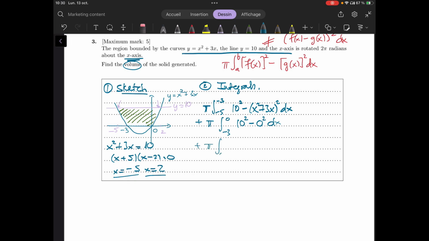The third part is the integral from 0 to 2. The upper curve, that's going to be 10. And the lower curve is the parabola. Because of the symmetry of the question, we can see that this part over here has the same area as that part over there. So we can simplify it even further.